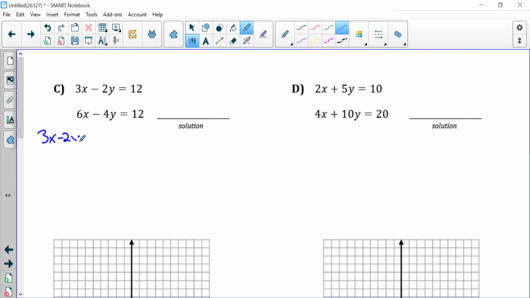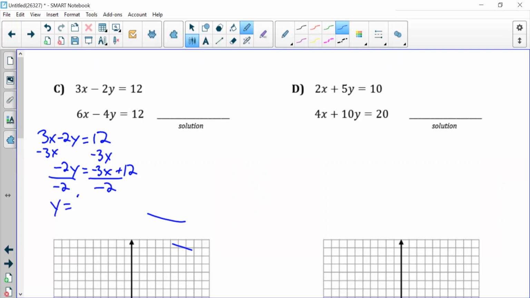3x minus 2y equals 12. I want to subtract 3x from both sides because my goal here is to get y by itself. So negative 2y equals negative 3x plus 12. Divide both sides by -2. So y equals positive 3/2, because -3 divided by -2 gives me a positive. So positive 3/2 x minus 6. So that's my first one.